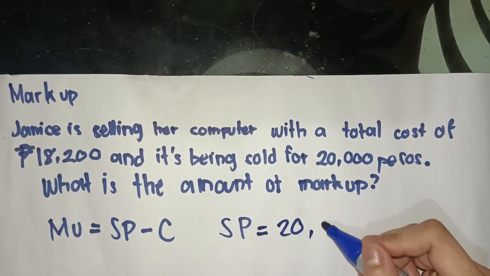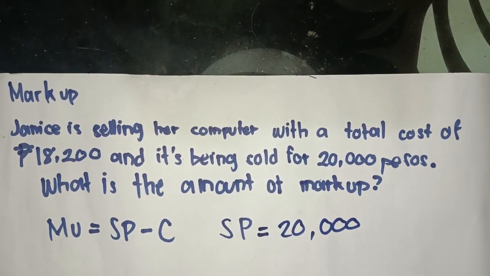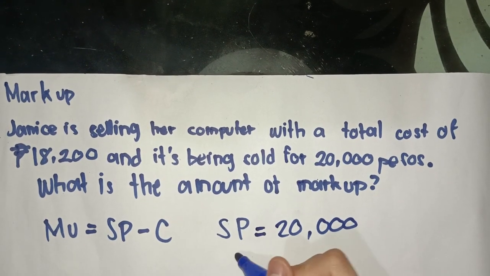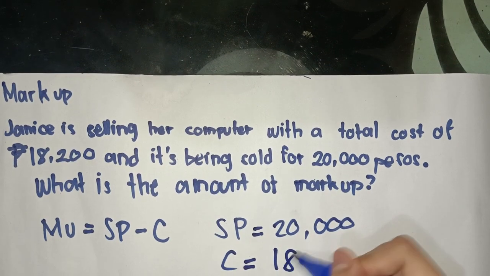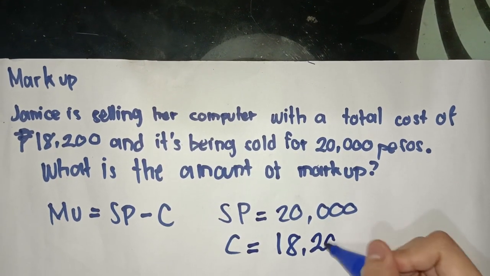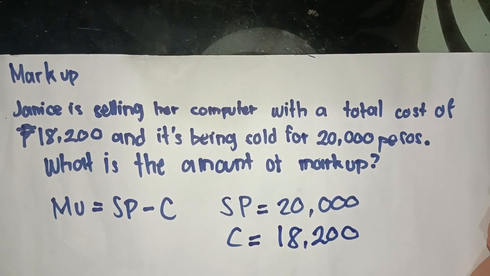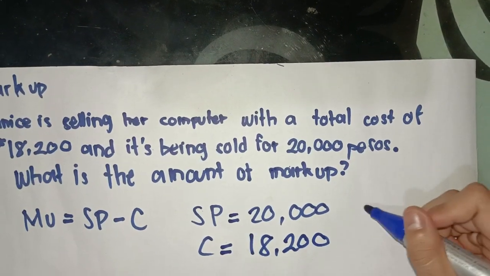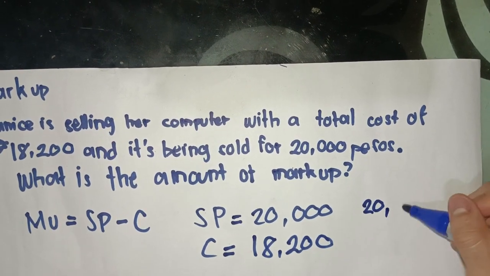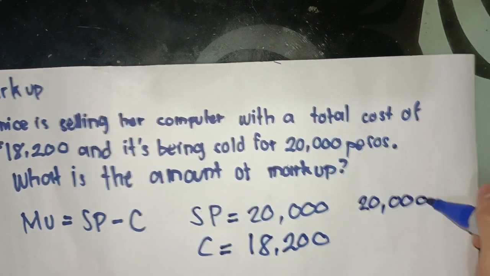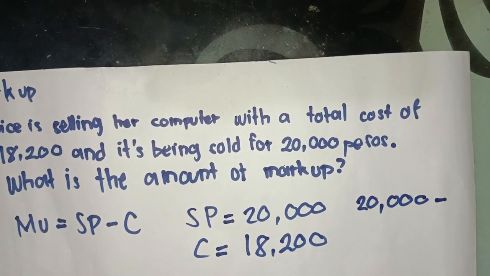So, yung selling price natin is 20,000. Then, the cost or the original price rather is 18,200. Then, pag kinompute natin yan, 20,000 minus 18,200.